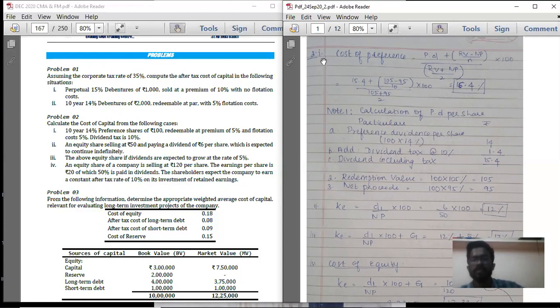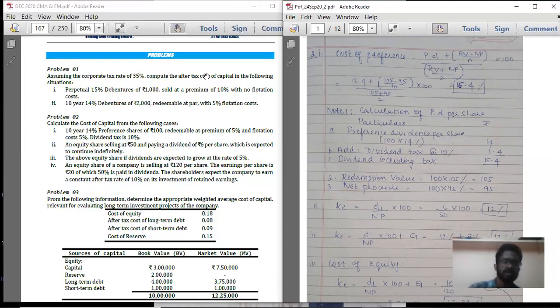Cost of redeemable preference share is equal to PD plus (RV minus NP divided by N), whole divided by (RV plus NP divided by 2), into 100.